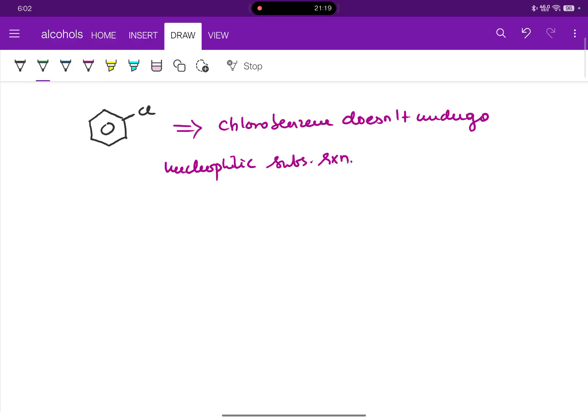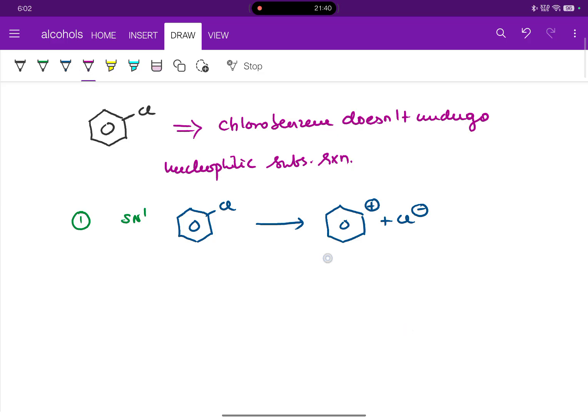So how do you substantiate your answer? Number one, it will not undergo SN1. Why? Because when you remove the chlorine from the phenyl ring, it will form something called a phenyl carbocation. Phenyl carbocation is never known. Here the carbon is an sp2 carbon, so it is very difficult to form a phenyl carbocation.